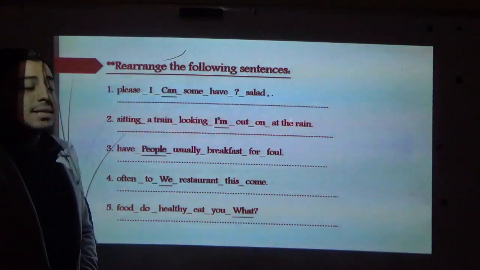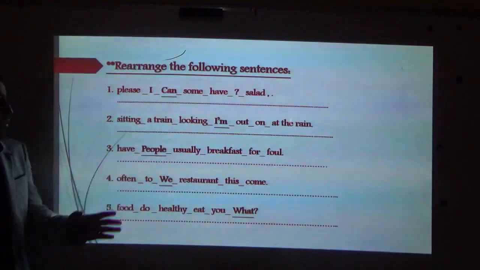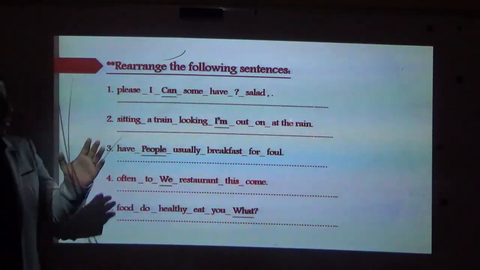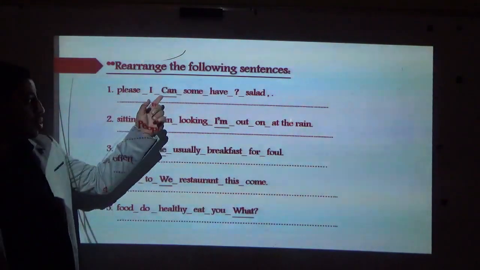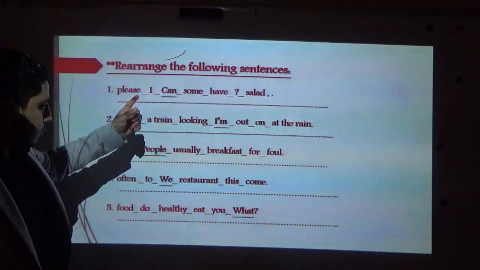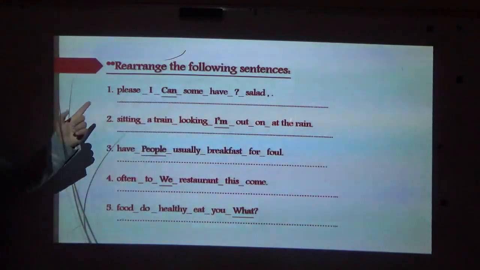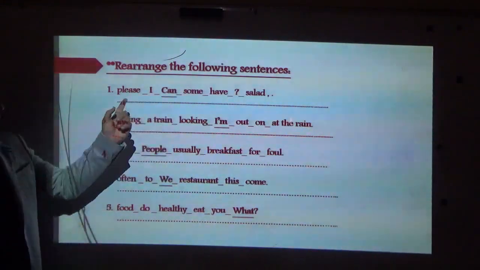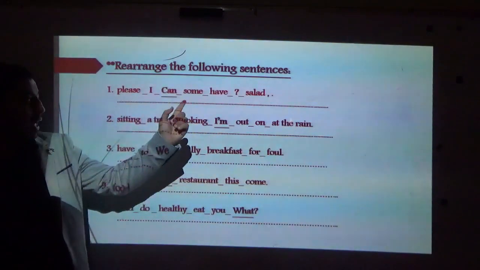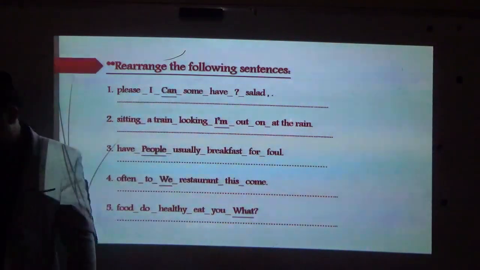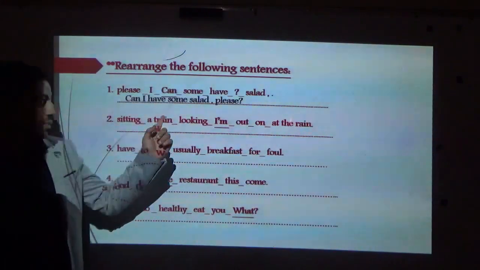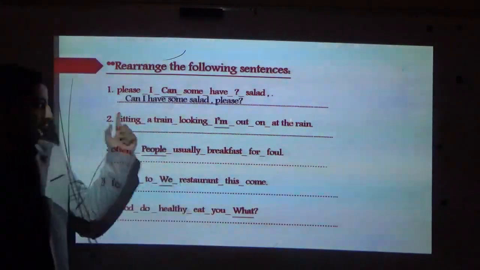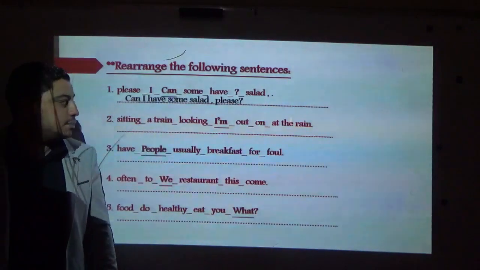Rearrange the following sentences. We have 5 sentences. We want to rearrange them in the correct order. So pay attention, you have to start with the underlined word. First one, we can start with can. Please, I, can, some, have, salad. Yes, it's a question. Very good. Can I have some salad, please? Can I have some salad, please?